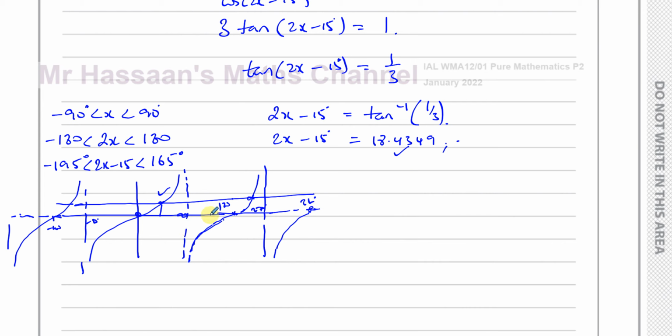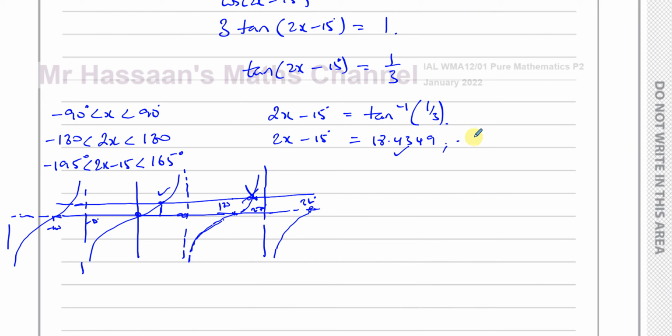Now the tan curve repeats every 180 degrees. So the next angle which shares the same tan ratio is going to be 180 degrees further on, so 180 plus this angle, which you can see is outside of our range. If I add 180 to 18, I'm going to be outside of the range, so I can't go there. But the other angle over here is 180 less than 18.